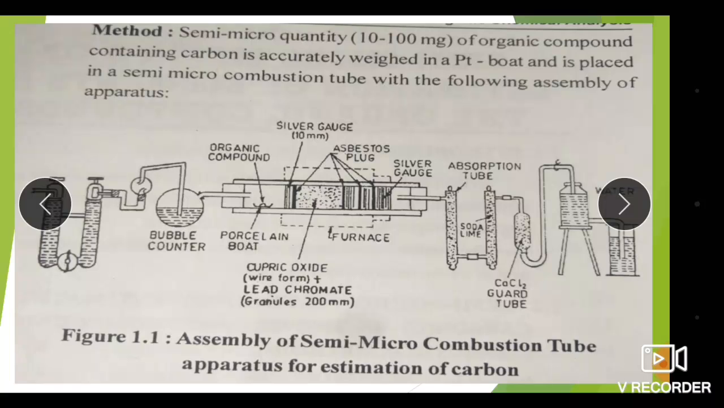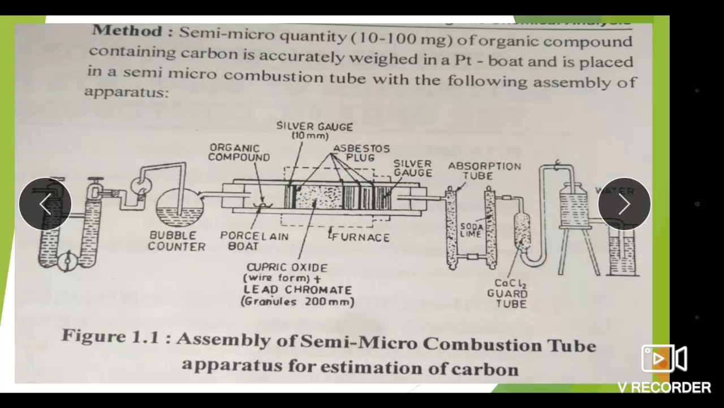A semi-micro quantity, that is 10 to 100 milligrams, of an organic compound containing carbon is accurately weighed in a platinum boat and placed in a semi-micro combustion tube with the following assembly. What is the need of taking the platinum boat for weighing? Because for combustion it is an inert element; platinum is not so reactive, so we can take this organic compound in the platinum boat and place it in a semi-micro combustion tube.